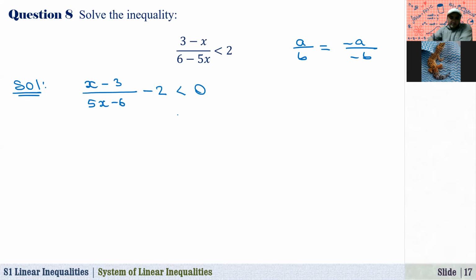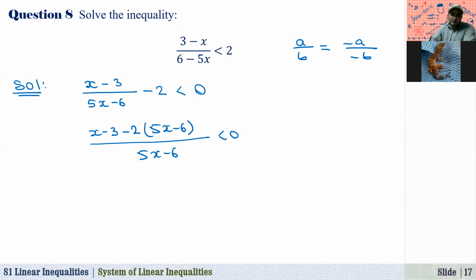So now I'm just going to express this expression as a single fraction. So here we have x minus 3 minus 2 times, because common denominator is 5x minus 6, over here we have 5x minus 6 less than 0. Now if you simplify the numerator, x minus 2 times 5x, that is x minus 10x, that is minus 9x. And minus 3, minus 2 times minus 6, plus 12, minus 3 plus 12, that is plus 9. Over here we have 5x minus 6 less than 0.